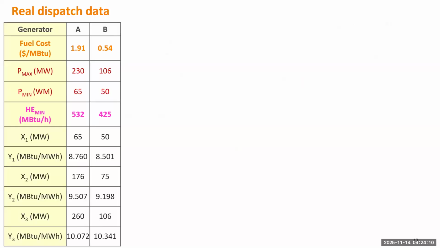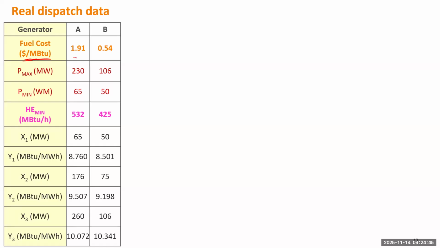This is a table with data I used in the past with a utility power company. Those are real data about the real power plants in Louisiana state. So the raw data that was given to me have those values. Let me explain what they mean. There are two power plants, two generators, A and B. The first row is the fuel cost. Fuel cost will be the dollar amount per mega BTU.